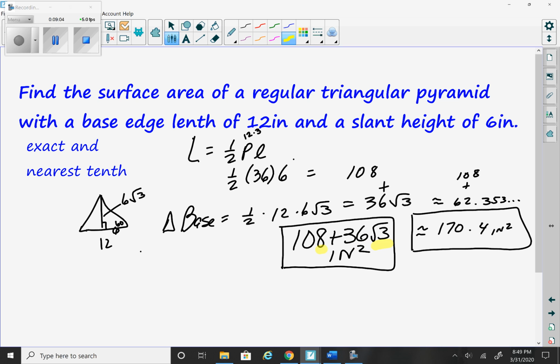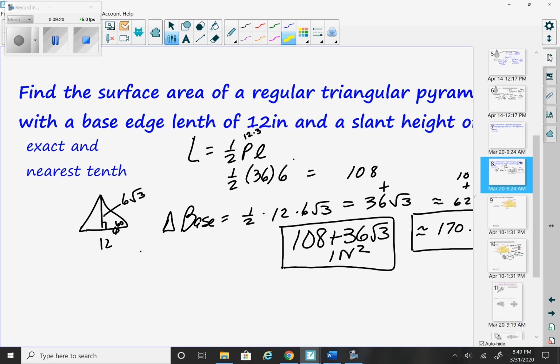One has a radical in it, the other doesn't. They're not like terms, so you cannot combine them. And then to get my rounded answer to the nearest tenth, I just plugged this into the calculator and I got 170.4 inches squared. So again, 170.4 inches squared.